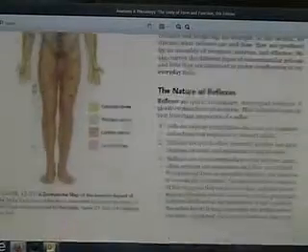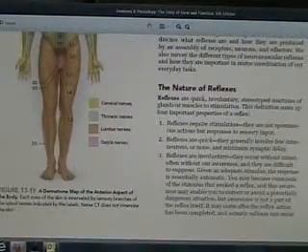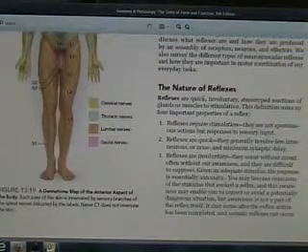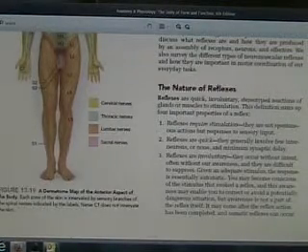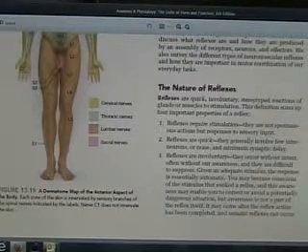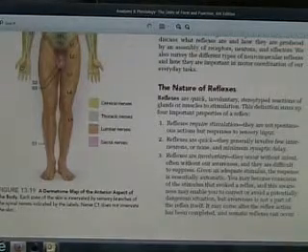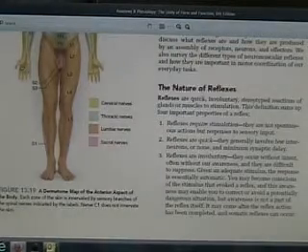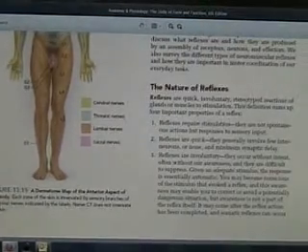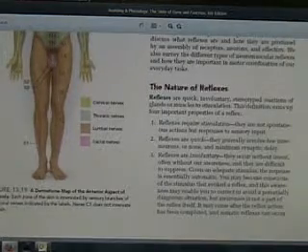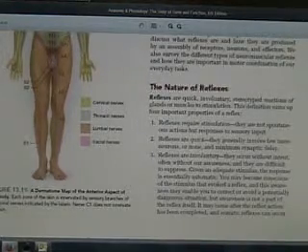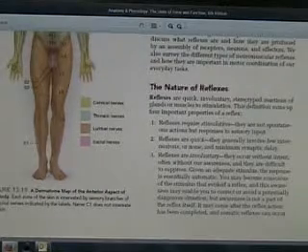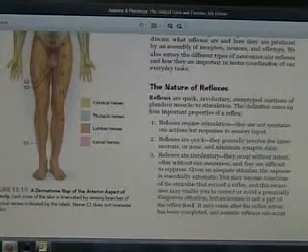Now let's talk about reflexes. Now first of all, what's the definition of a reflex? Right here, it's a quick, involuntary, stereotyped, excuse me, I'm just going to pause this and I'm going to continue in a second. Sorry about that. Alright, we're back to the definition of reflexes. They're quick, involuntary, stereotyped reactions of glands and muscles to stimulation.